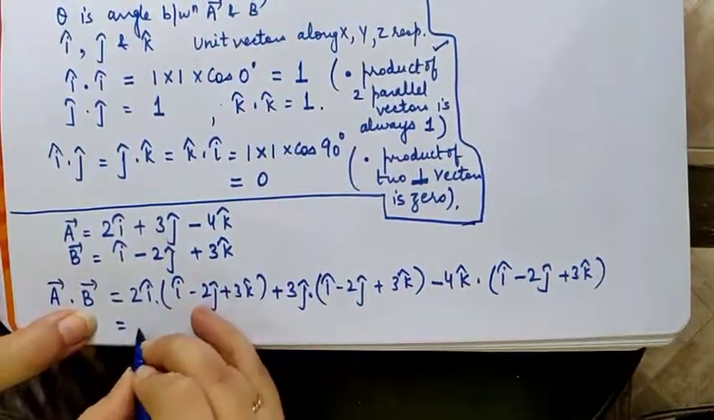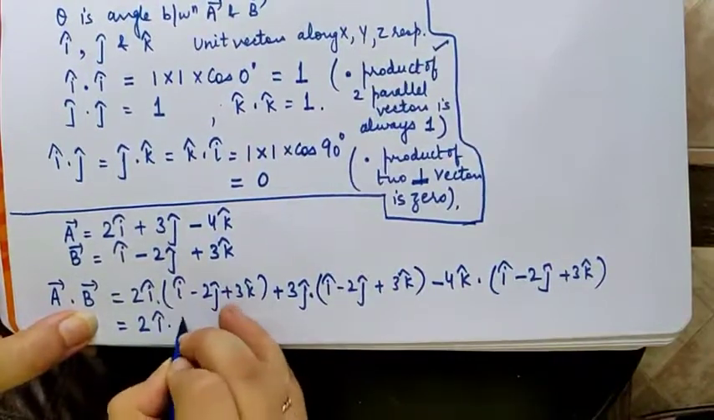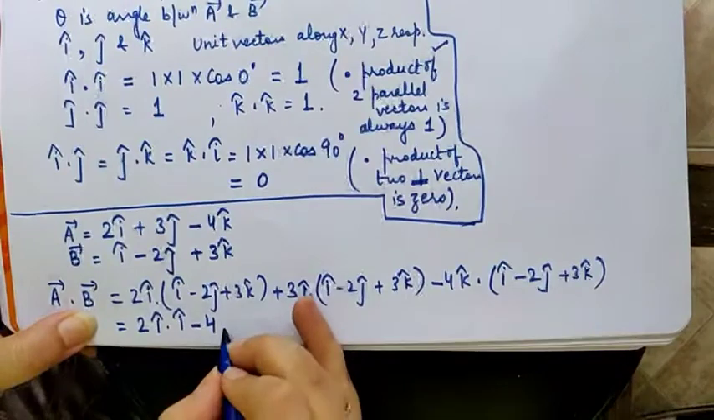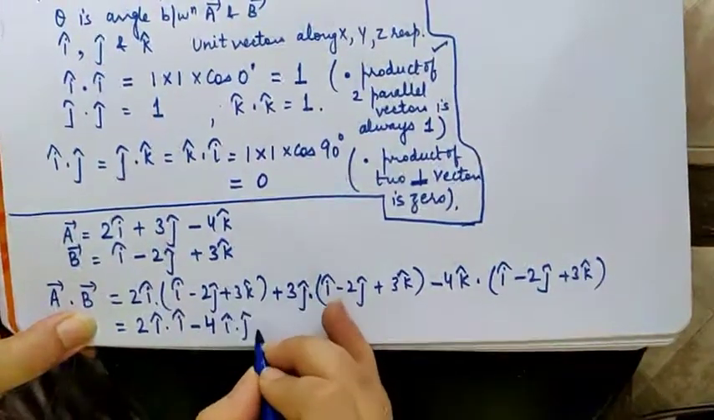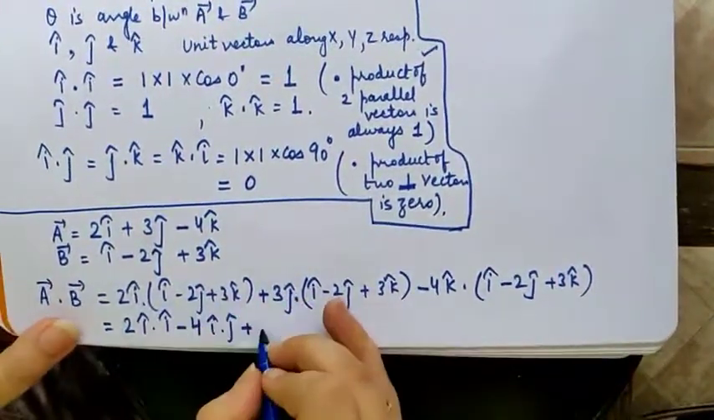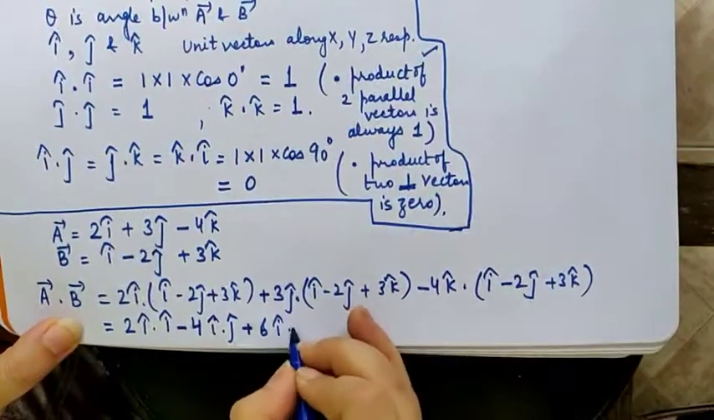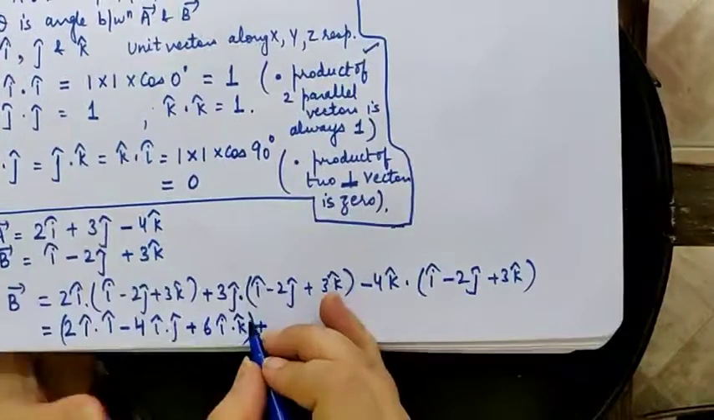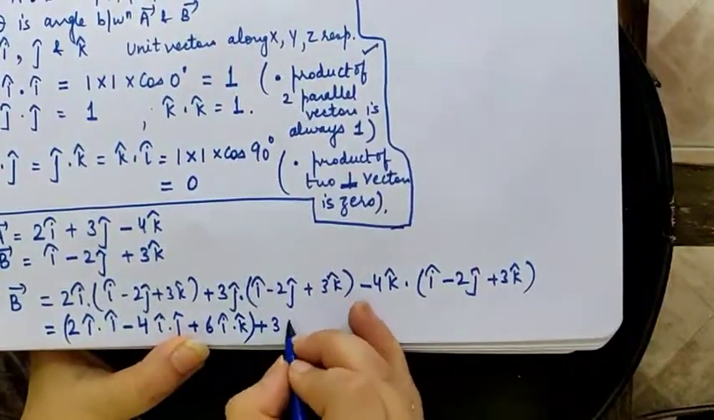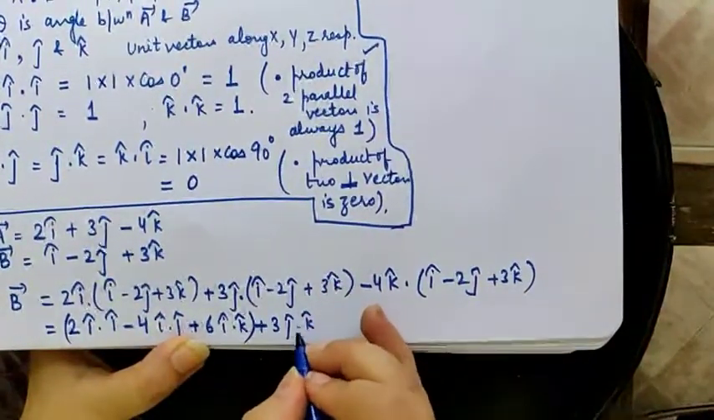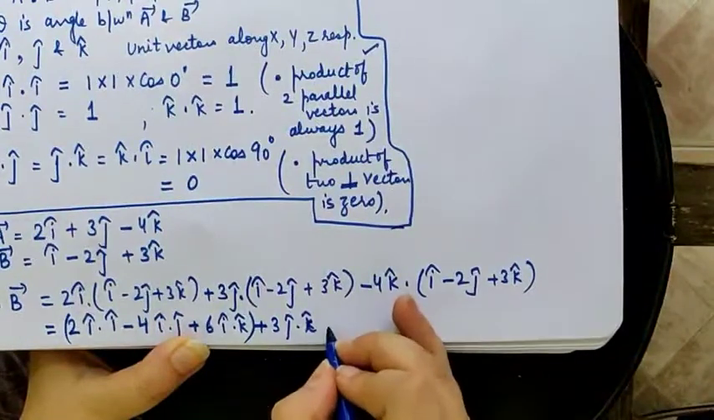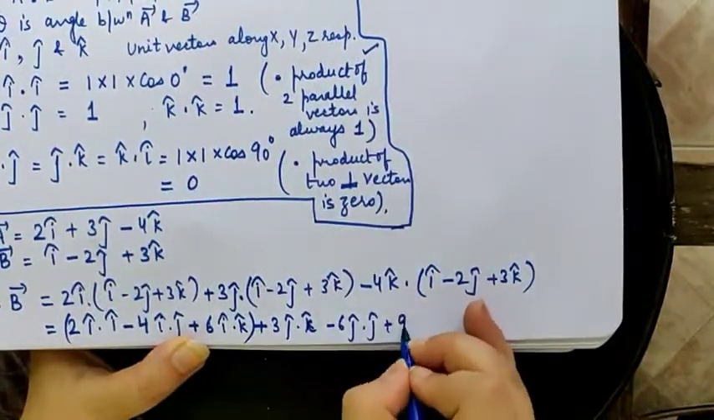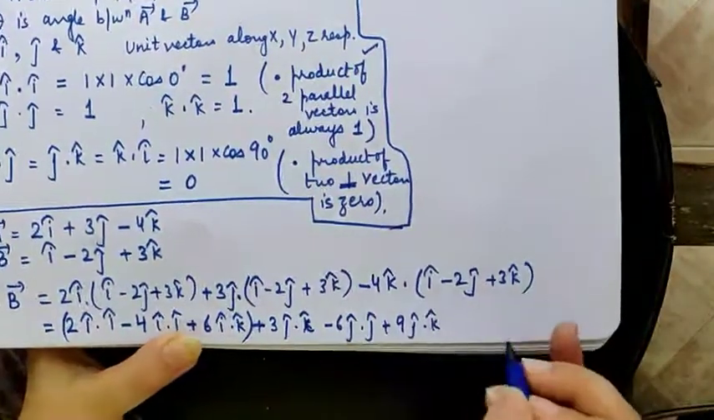So now multiplying them, I get 2 i dot i, minus 4 i dot j, plus 3 into 2, 6 i dot k, plus, now I am coming to the second bracket, 3 j dot i, minus 6 j dot j, plus 9 j dot k.